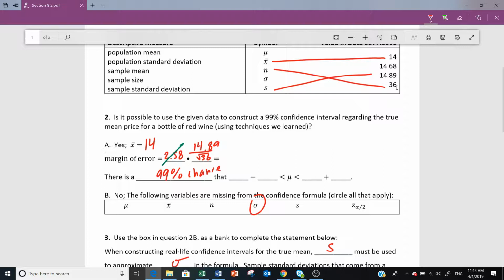Exactly. If we're going to use the 2.58, we have to use the real population standard deviation. So if we use 2.58, we use the sigma. Exactly. Because we don't have the 21, we're changing it to 14.89, so then we have to get rid of the 2.58. Then how do you find them? Okay, we're going to talk about that.